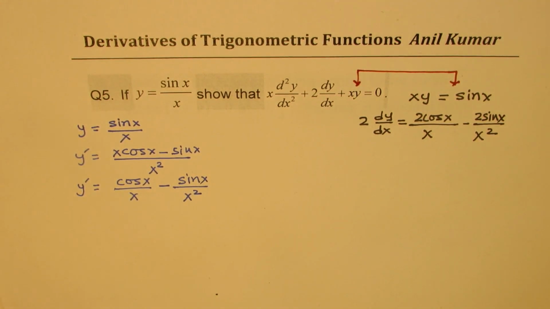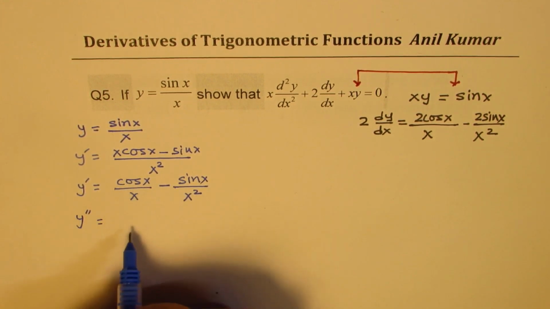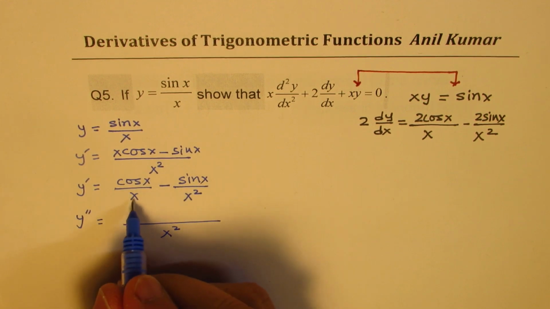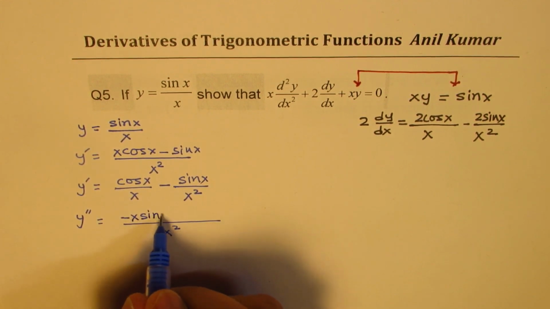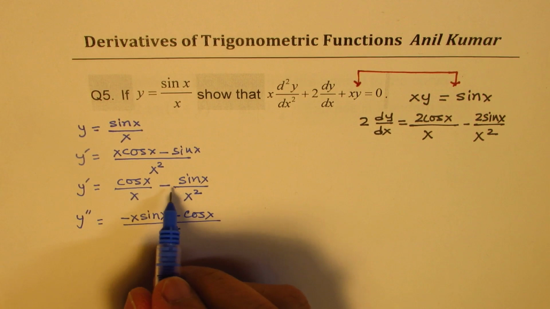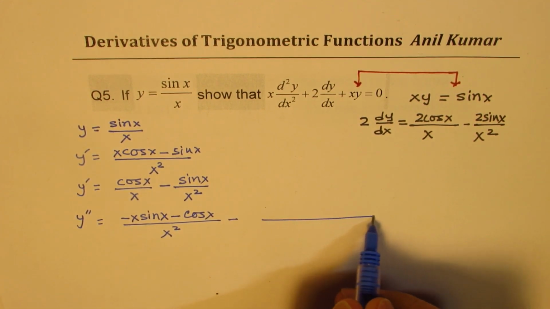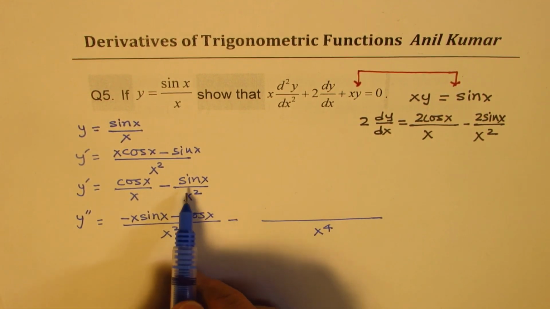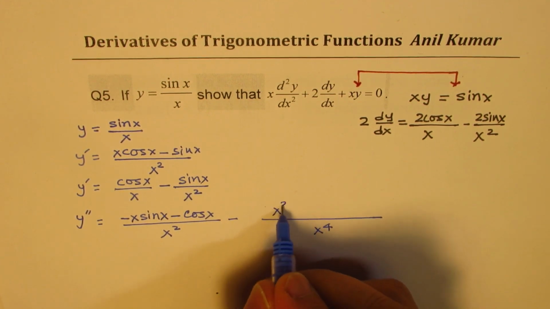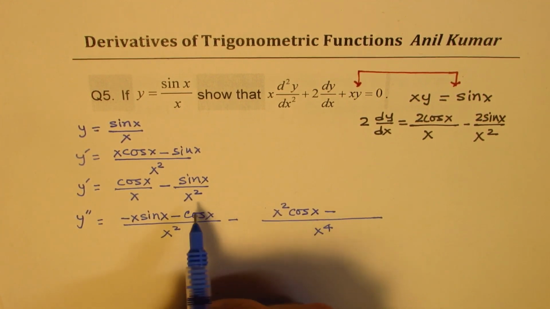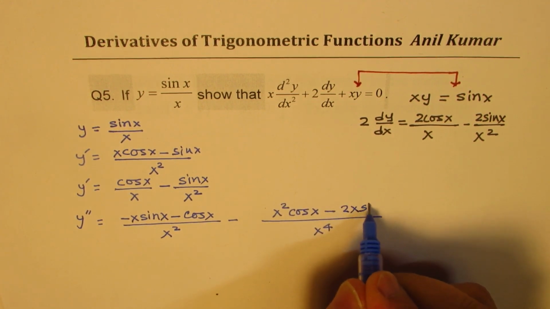Now let's find the second derivative. Differentiating the first term, we get x squared in the denominator. Derivative of cos x is minus sin x times x, so I get minus x sin x, minus derivative of x is 1 times cos x. So that's the derivative of the first term. Next term, let's put minus here. That gives you square of x squared, which means to the power of 4 in the denominator. Now we get x squared for sure, derivative of sin x is cos x, so x squared cos x minus 2x sin x.